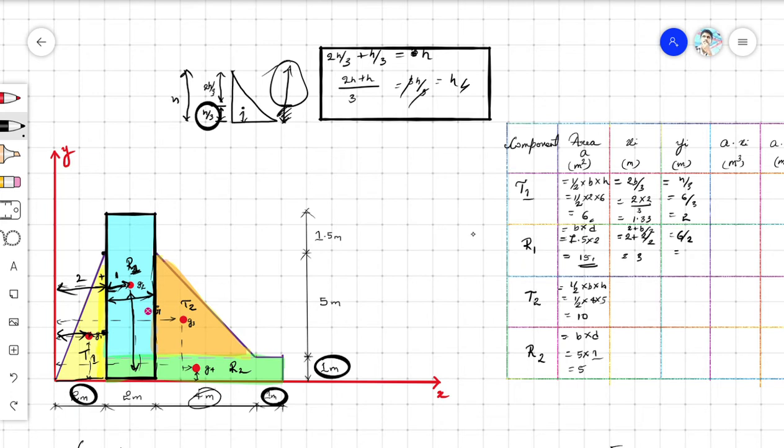Is that 6 divided by 2? No, it's not 6 divided by 2. The total distance is 7.5. So if that is 7.5, here it is 7.5 by 2. That is 3.75.